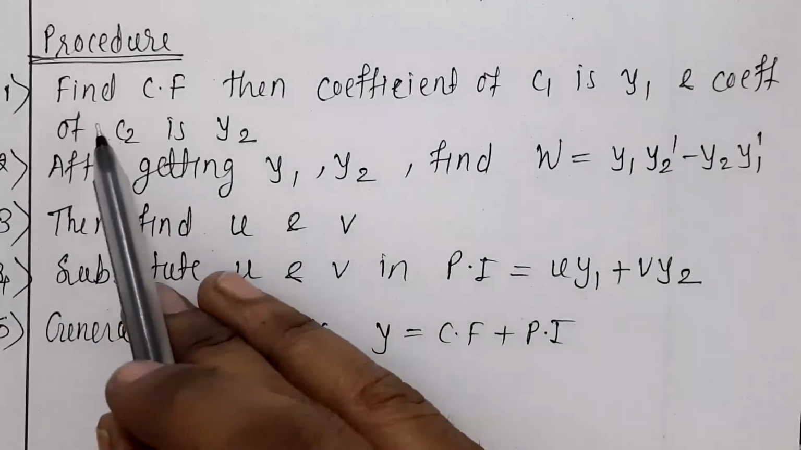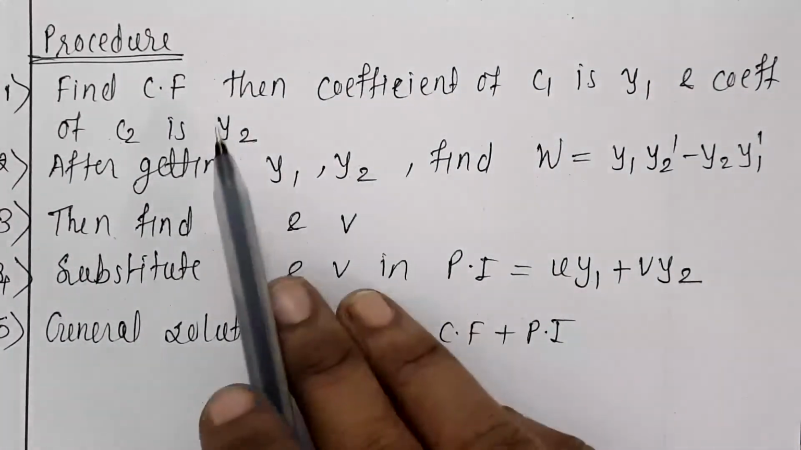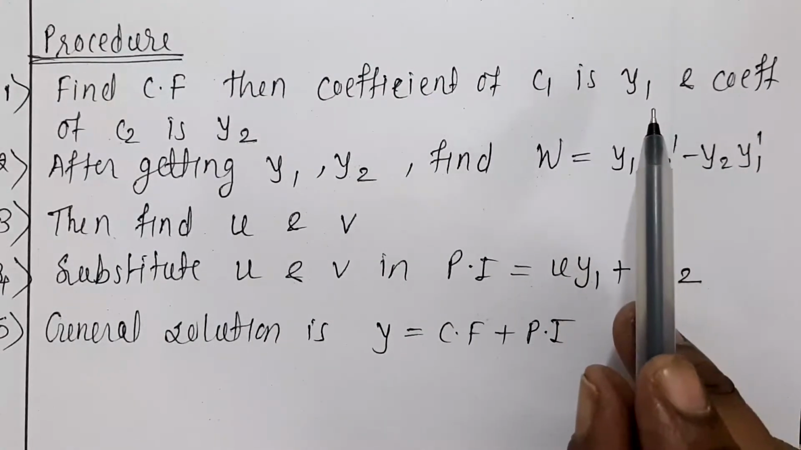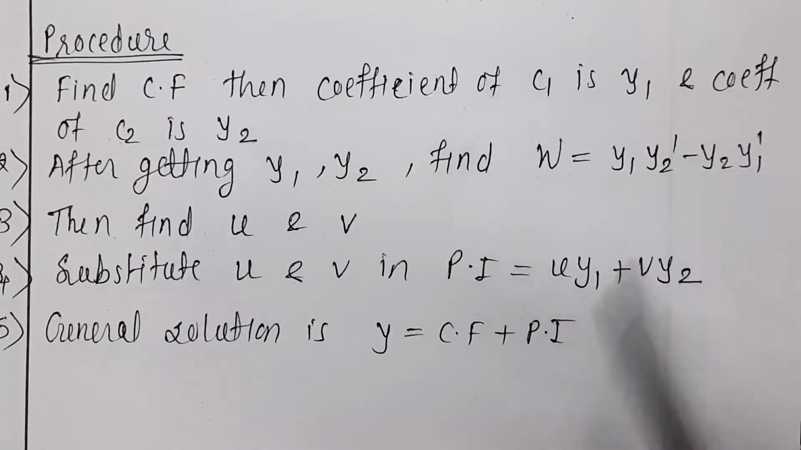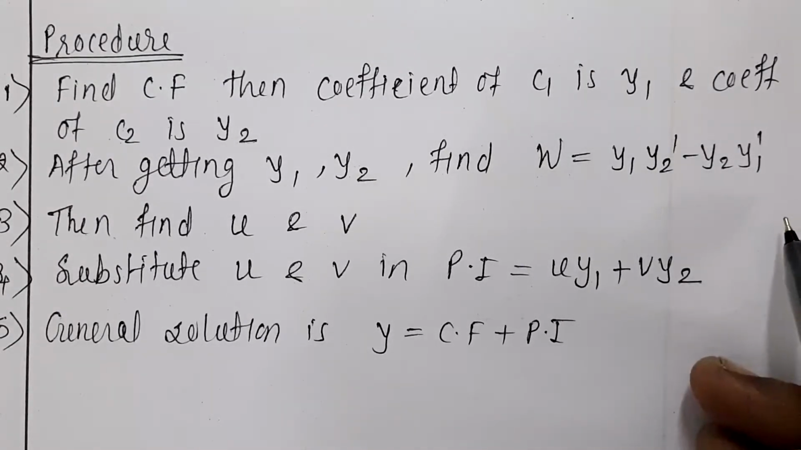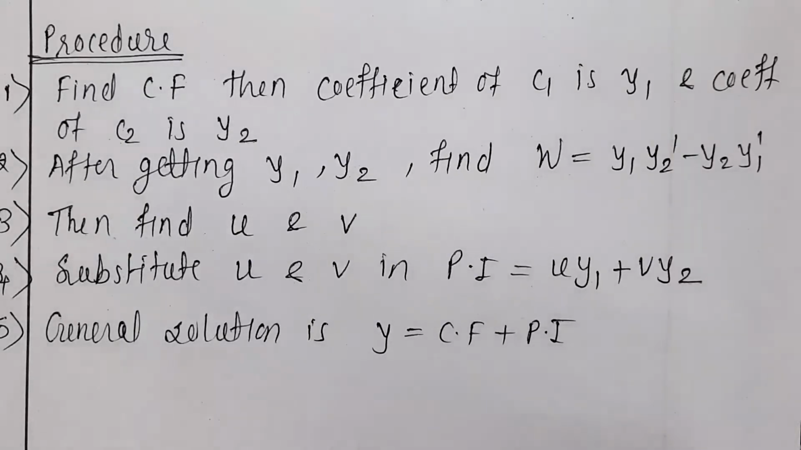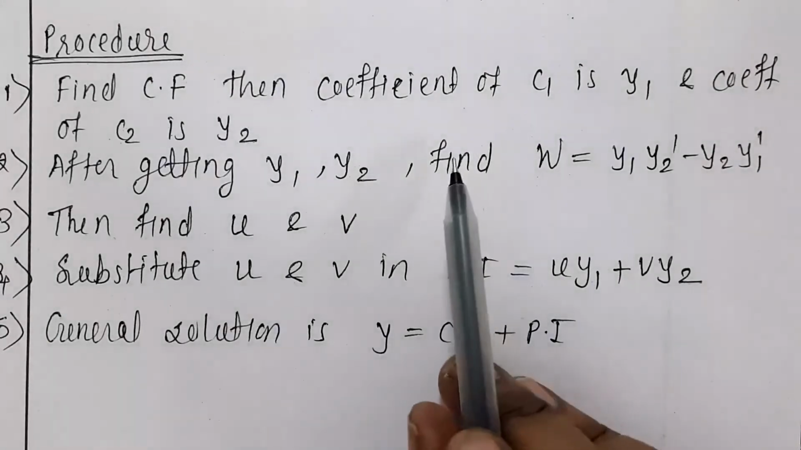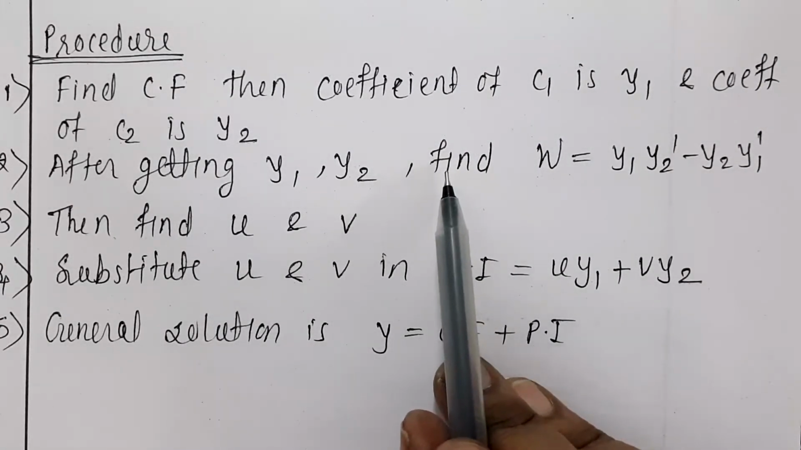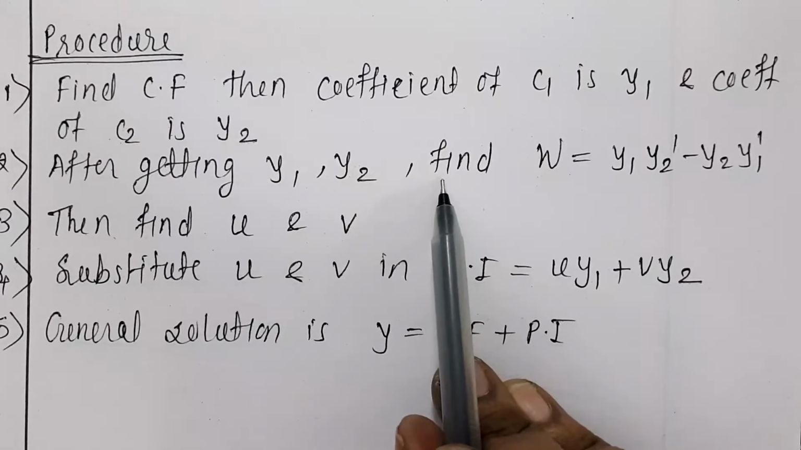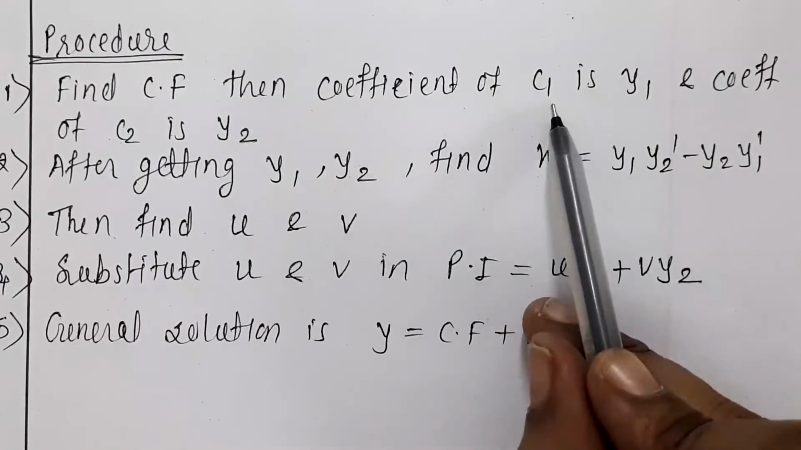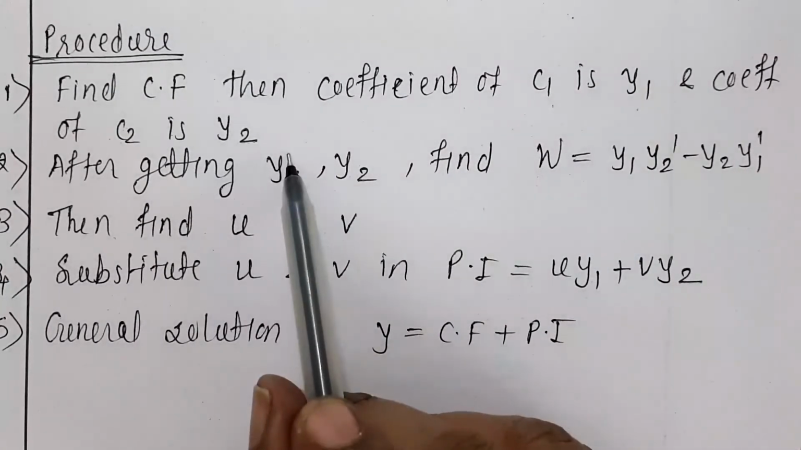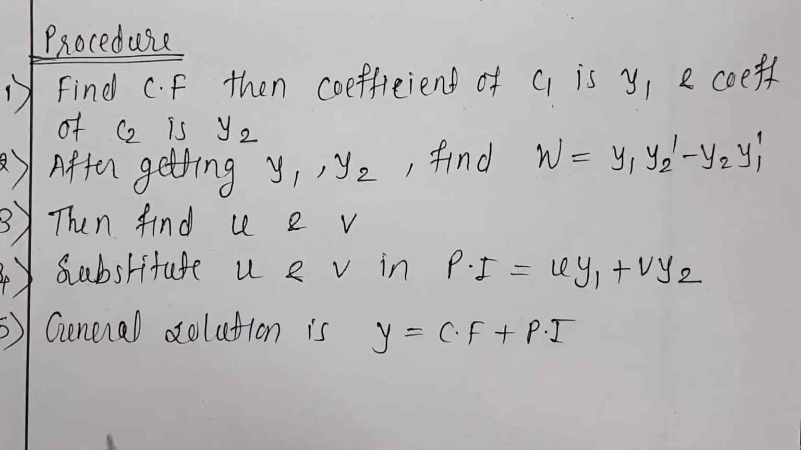So first we find out CF. After finding CF, we get C1 e to the power minus x plus C2 e to the power plus x, or sometimes we get C1 cos x plus C2 sin x. Like that we get CF. So CF is C1 into some function plus C2 into some function, because here it is second order, so you will not get C3, only C1 and C2. Whatever the coefficient of C1, we denote by y1, and the coefficient of C2 we denote by y2. So in the first step we get y1 and y2.